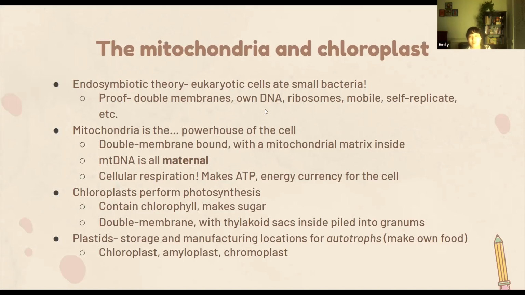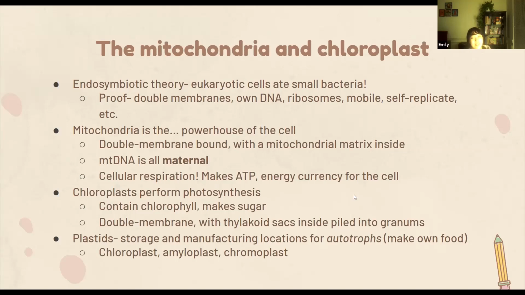The proof for the endosymbiotic theory: mitochondria and chloroplasts both have double membranes, as do eukaryotic cells. They have their own DNA, so they can self-replicate. They have their own ribosomes, and basically they can perform everything a cell can do alone. But they are integrated so that processes like cellular respiration and photosynthesis are more efficient. So the mitochondria is indeed the powerhouse of the cell.